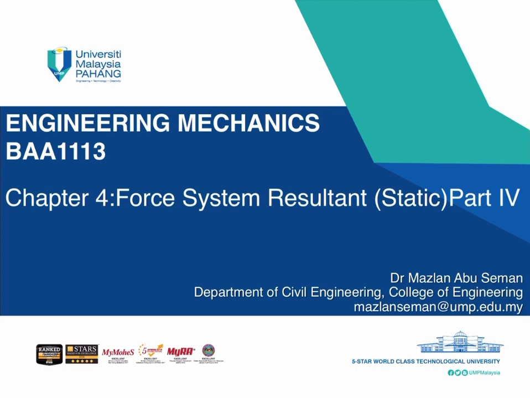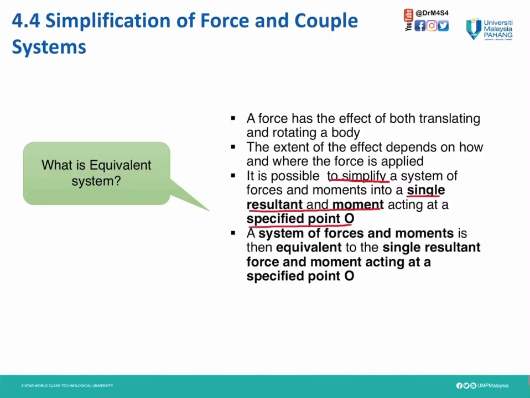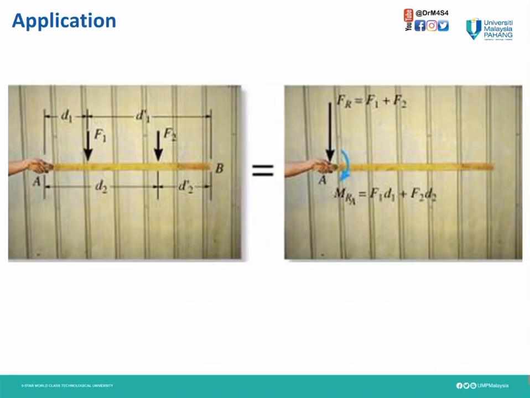Today we're going to continue to the next part, which is the simplification of force and couple system. What is an equivalent system? In an equivalent system, we simplify any forces and moments into a single resultant force and moment acting at a specified point O. Take this as an example in situations A and B.